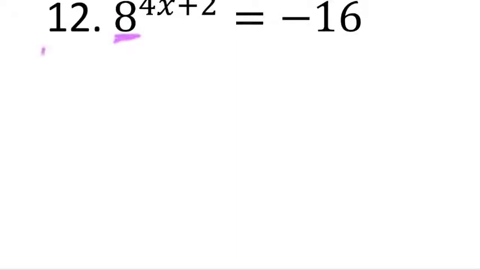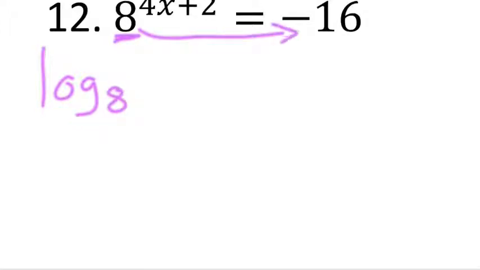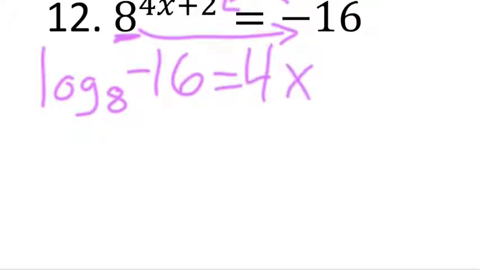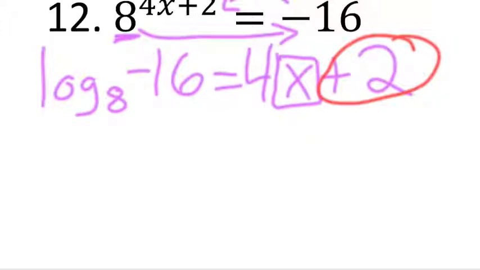So we're going to take log base 8 of negative 16 equals our exponent, which is 4x plus 2. Now we're going to ignore the left side of our equation for a second and focus on our right side. We want our x by itself. So we've got to get rid of the positive 2. To get rid of it, we subtract 2, the inverse operation.